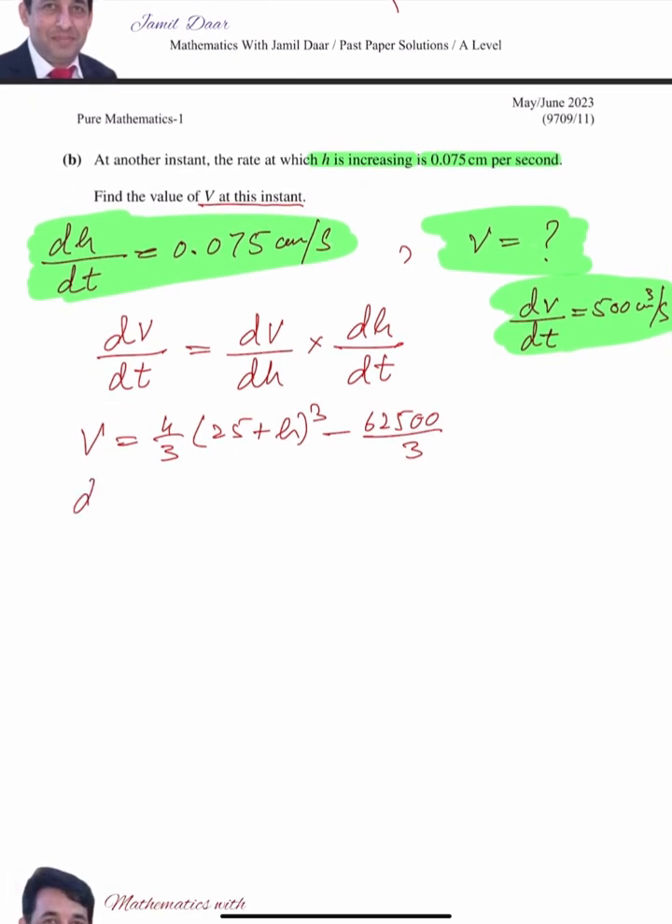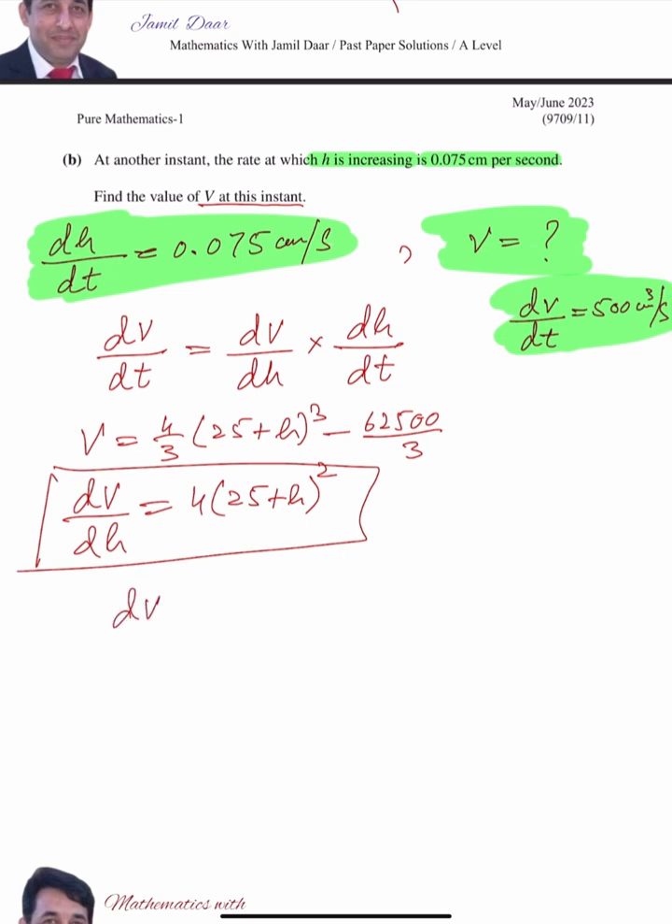So we'll find dv over dh again. I didn't want to do it again, but I was not finding it. So this will become 4 into (25 plus h) raised to the power of 2. I've taken this derivative: this will be multiplied by this, and this 3 will be cancelled, and 3 minus 1 is 2, and the constant will become 0. So you got dv over dh.